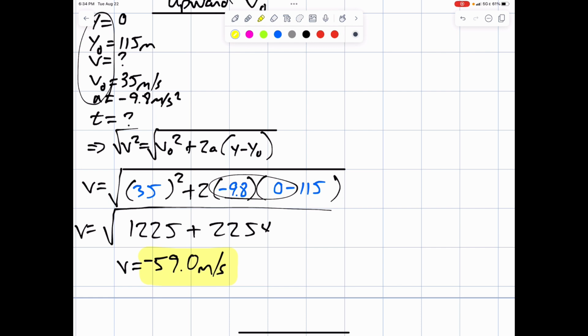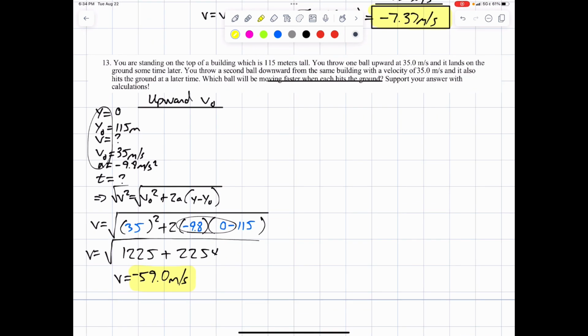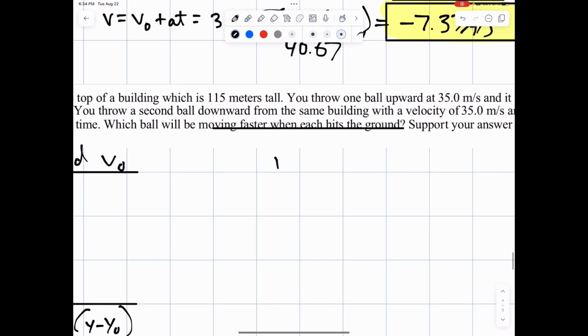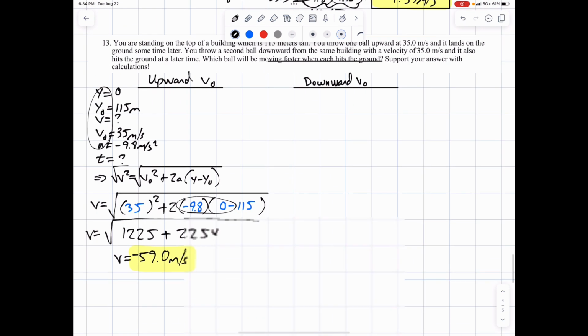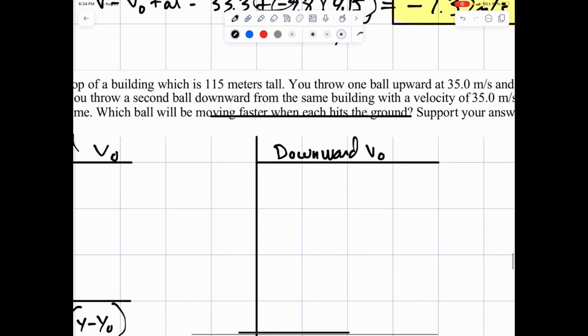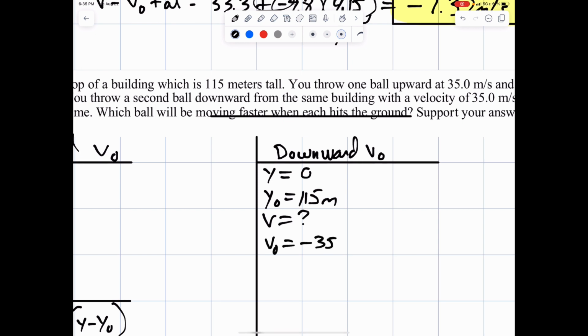Now what happens when I throw the ball downward? Let's find out. Downward V naught. I'm going to go ahead and cut this problem in half, separate it, just so we can organize it better. Okay, same list. Y, 0. Y naught, 115. V, don't know, looking for it. V naught is now negative 35 because you're throwing it downward. A is negative 9.8. And T, again, we don't know.